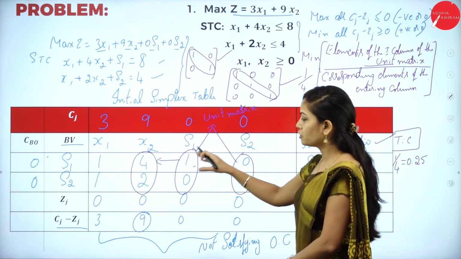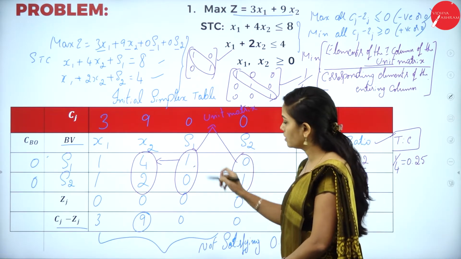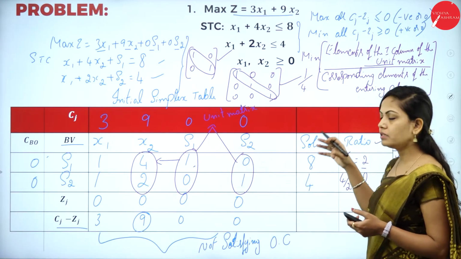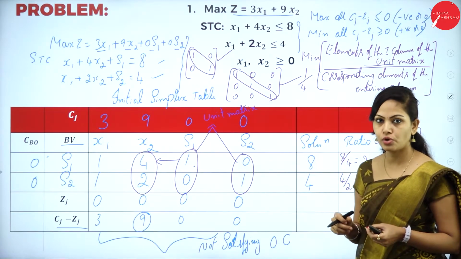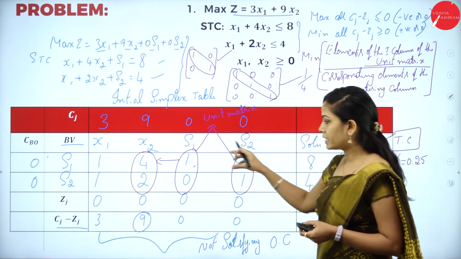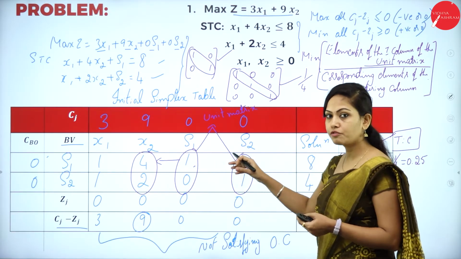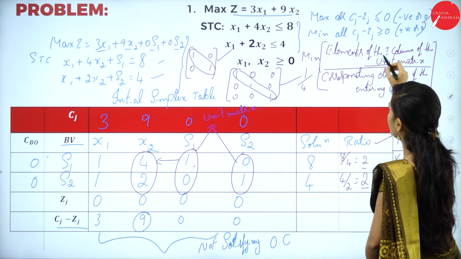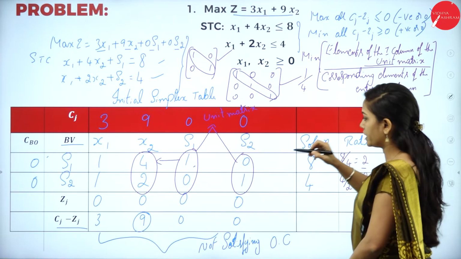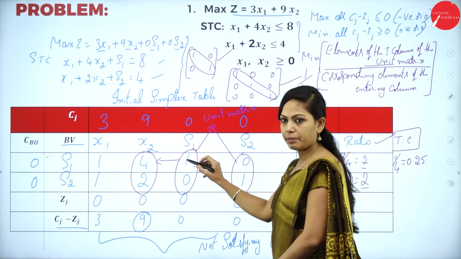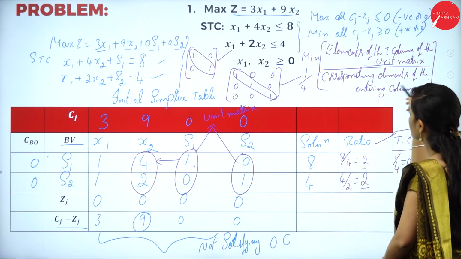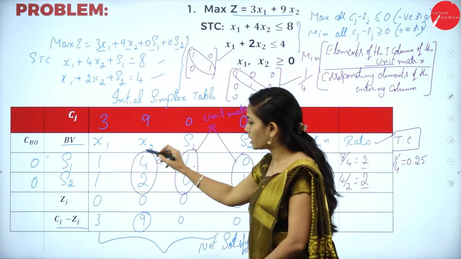I am selecting the 2 cross 2 unit matrix, 1 0 0 1 is my unit matrix. For finding the least positive value in a ratio column, I am selecting the unit matrix. After that I am applying this formula, min of elements of the first column of the unit matrix, this is the first element, first column of the unit matrix, divided by corresponding elements of the entering column. So this is my key column.